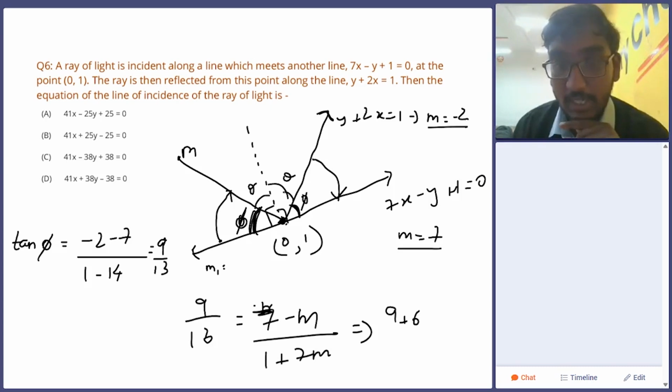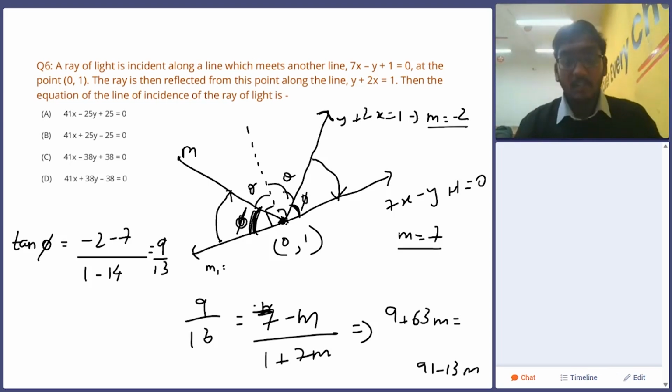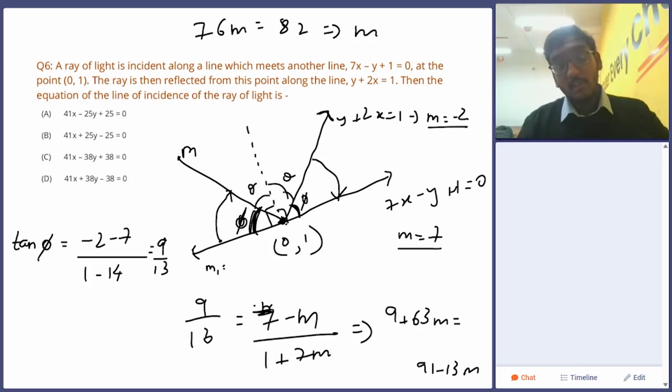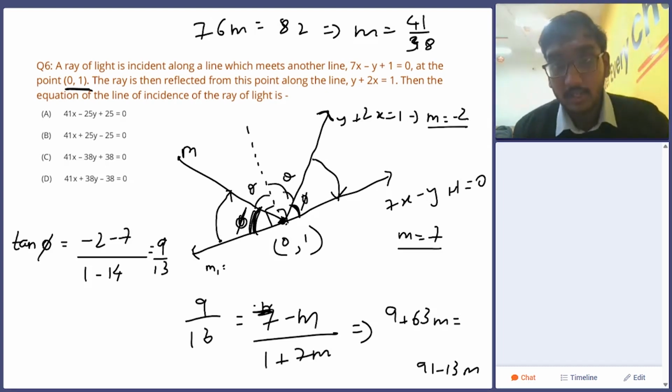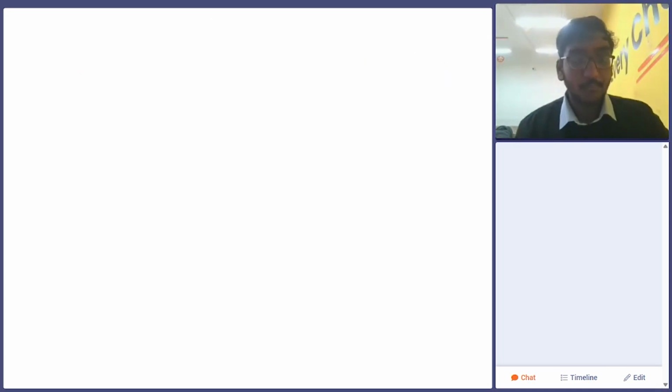9 plus 63m will be 91 minus 13m, right? So what you will get, 76m will be 82. So what will be m? 41 upon 38. And you know one point also, 0 comma 1. So you can very well write the equation of the incident ray using these two ideas. m is 41 upon 38, and one point is also known, that is 0 comma 1.